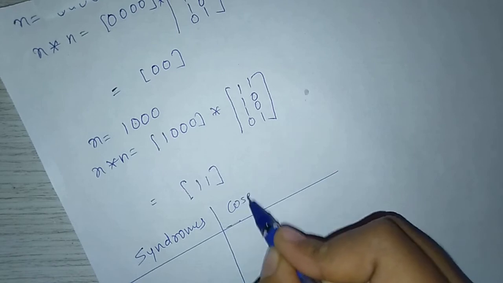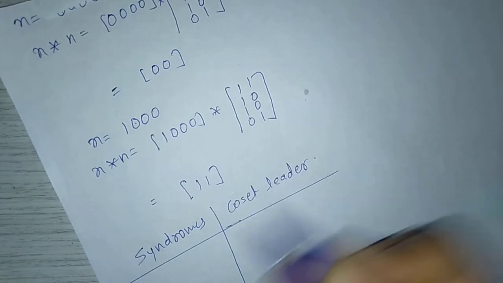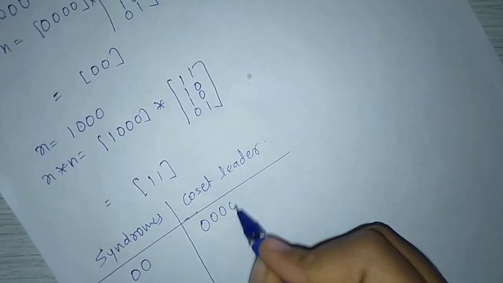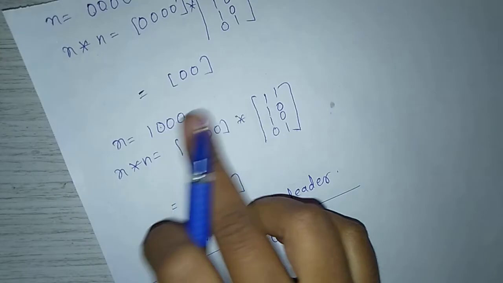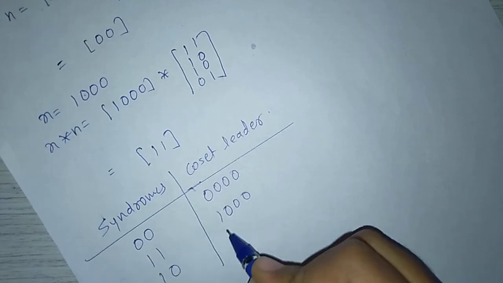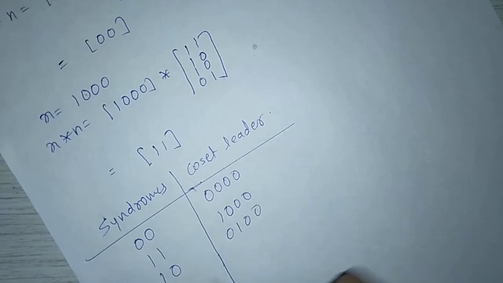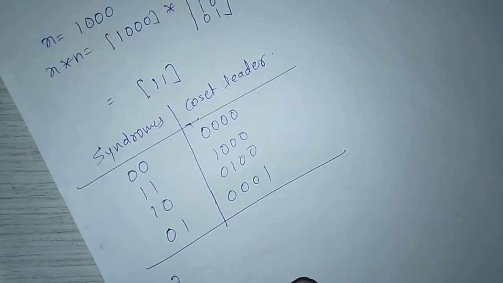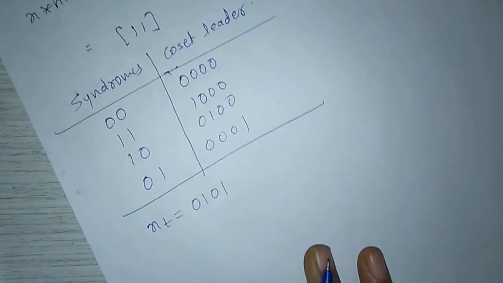Next, the coset leader. Syndrome is 0 0 and the corresponding element is your coset leader 0 0 0 0, next 1 1 with 1 0 0 0, and so on, 0 1 with 0 1 0 0 and 0 1 with 0 0 0 1. Now given xt, as an example, take xt equal to 0 1 0 1.